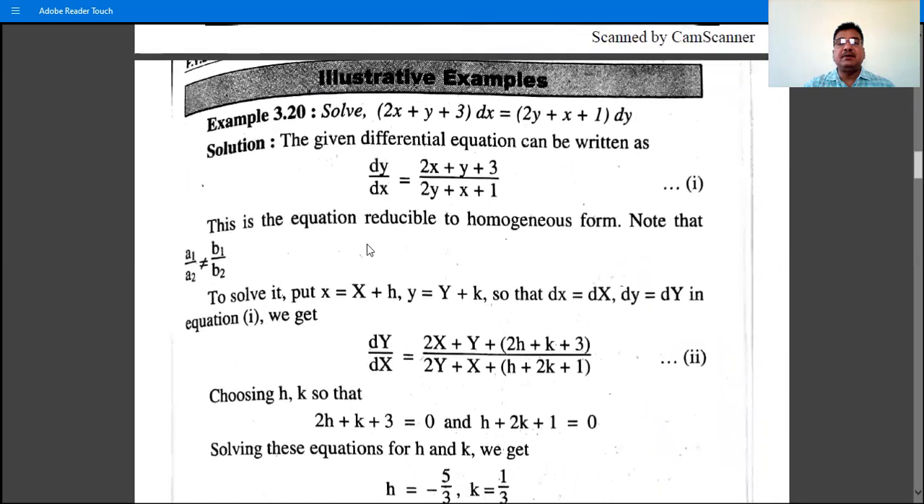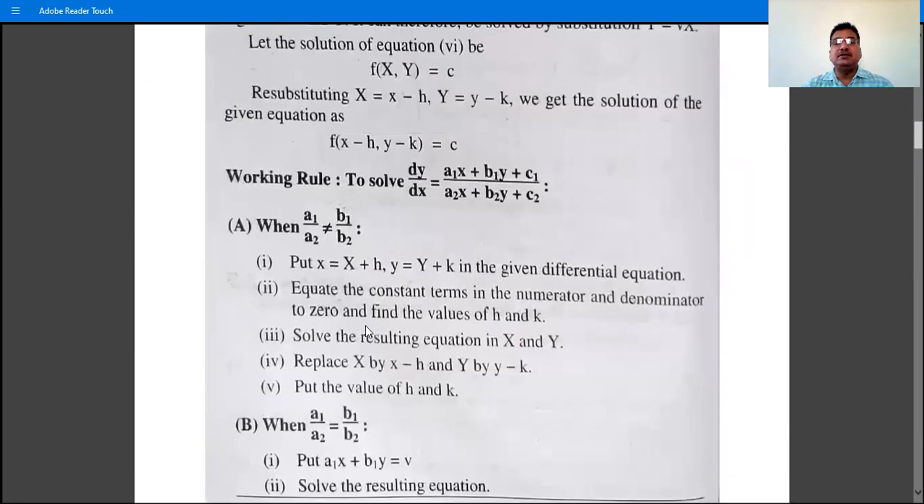So in this example, a1 is 2 and a2 is 1. So a1 by a2 is 2 by 1, which is 2. And b1 is 1 and b2 is 2, where b2 means the coefficient of y. So b1 by b2 is 1 by 2. The ratios 2 by 1 and 1 by 2 are not equal. So these ratios are not equal, and so we have to apply this procedure.